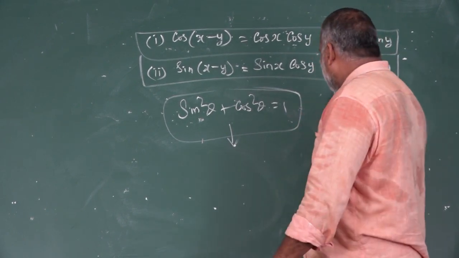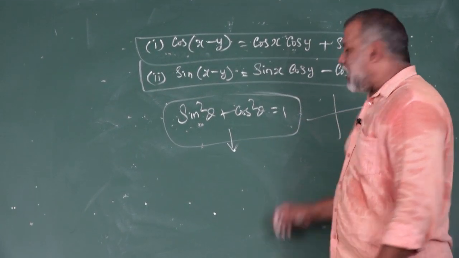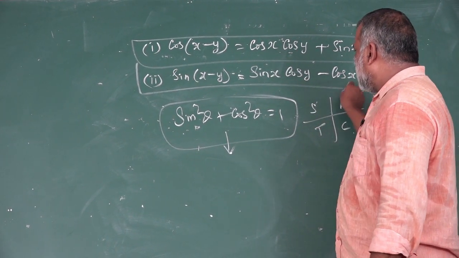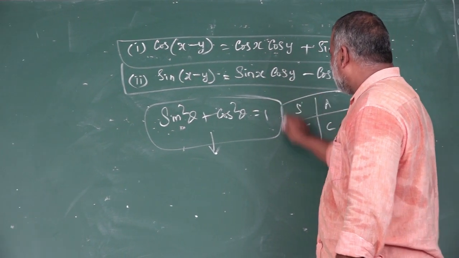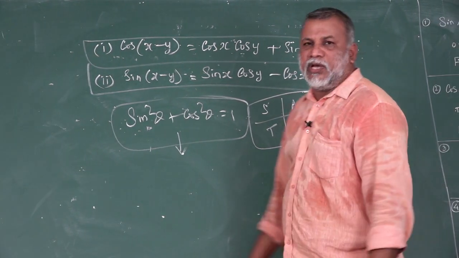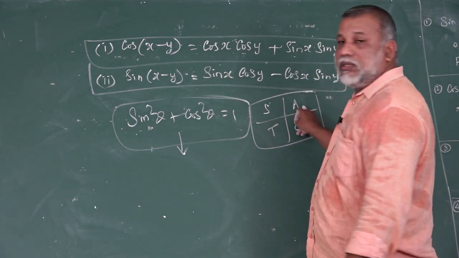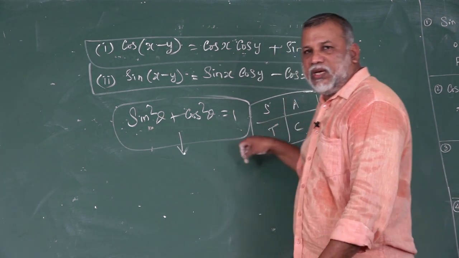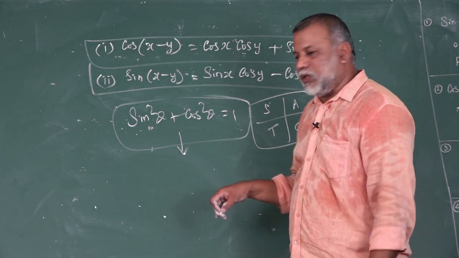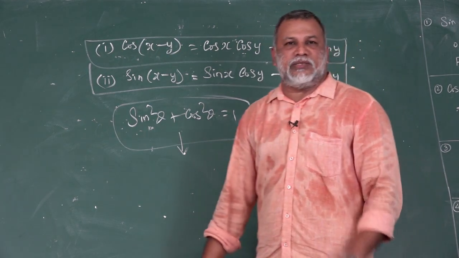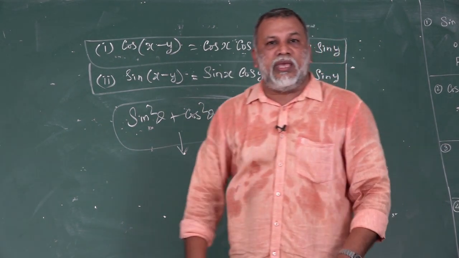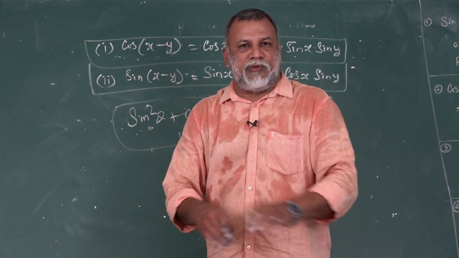After that, this is the concept ASTC. Use the concept of ASTC. You know this very well. First quadrant, all positive. Second quadrant, sine and its reciprocal positive. Third quadrant, tan and its reciprocal positive. Fourth quadrant, cos and its reciprocal positive. So depending upon these two logics only, we are working out these types of problems.